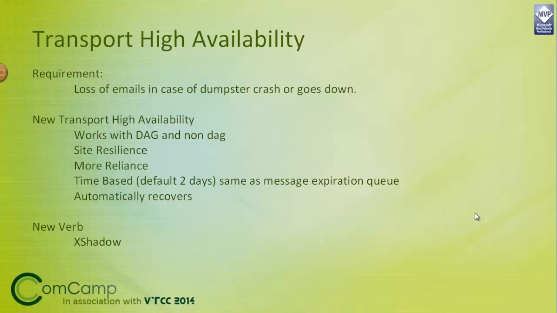Whenever it receives an email, it immediately copies it to the second site. It does not go to a same-site server. It copies to the second site to avoid any disaster of the primary AD site. So the shadow copy will be created in a different AD site. It's more reliable because it has two copies and does not acknowledge until the shadow copy is created. Yes, it does not send an acknowledgement until it creates the shadow copy when we do the mail flow.